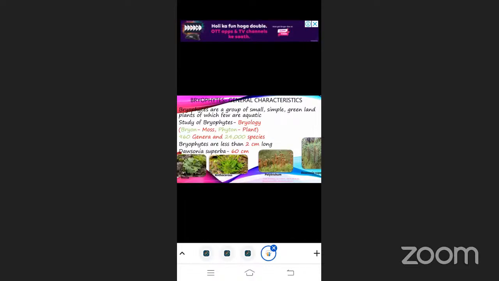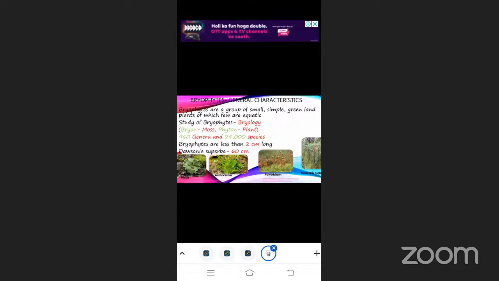So the haploid condition is dominantly present, meaning the gametophyte is dominant in their life cycle. The gametophyte lives independently as a plant. The gametophytic phase is dominant, the independent free-living stage. But the sporophyte is attached to the gametophyte, depending on it, not free living. The sporophyte depends on the gametophyte to exist and to produce the spores.